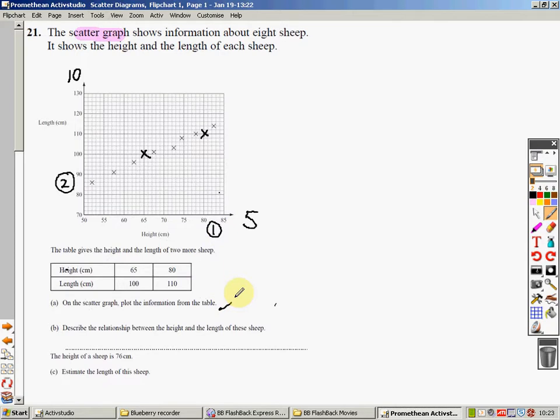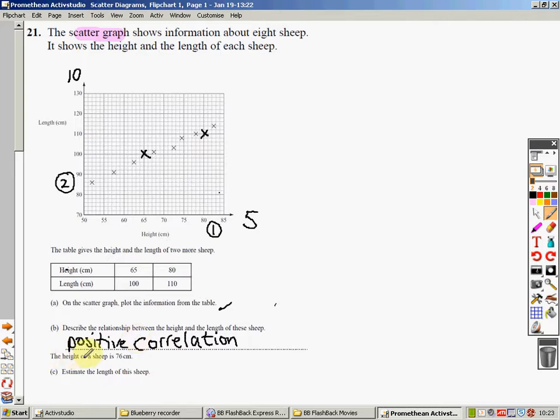Describe the relationship between the height and the length of the sheep. Well, you could say that as one goes up, so does the other go up. As a sheep gets taller, so does its length. They're not interested in that. They are looking for one word, and that word is correlation. So they want you to write correlation, and it's going up. As one thing goes up, so does the other. So it is positive correlation.